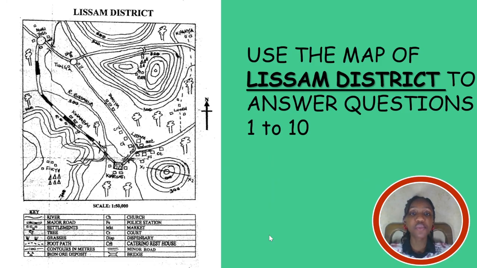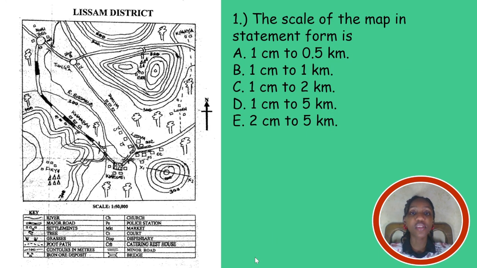Use the map of Lisam district to answer questions 1 to 10. The scale of the map in statement form is, so now the scale of the map we're given is 1:50,000 and it's in representative fraction, or shortened to be RF. So the question is on a map scale conversion from RF, representative fraction, to statement scale.